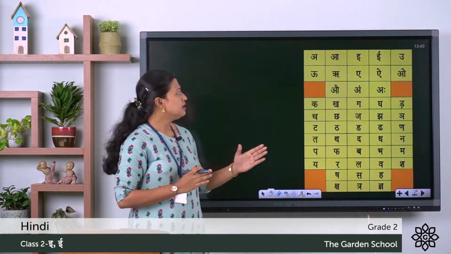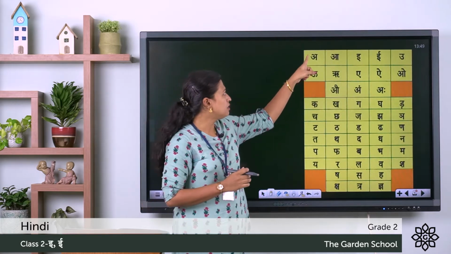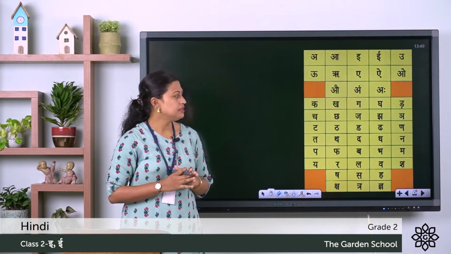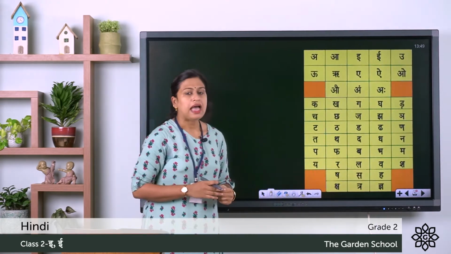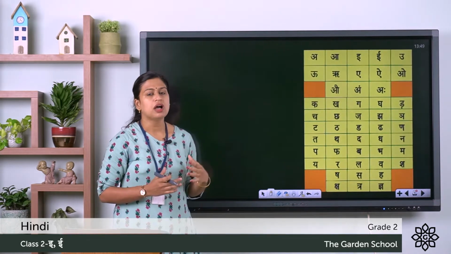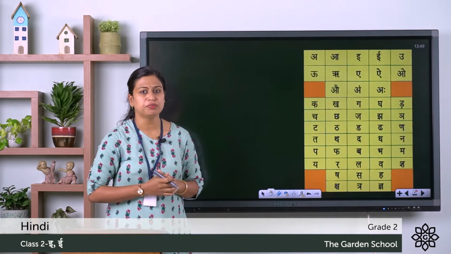Here you can see the letters. So, the Swarakshar starts from A till Aha. And the Vyanjan letters start from Ka till Ha. At the bottom, you can see Sanyukt Vyanjanakshar. So, I hope you all have written these letters in your notebook.